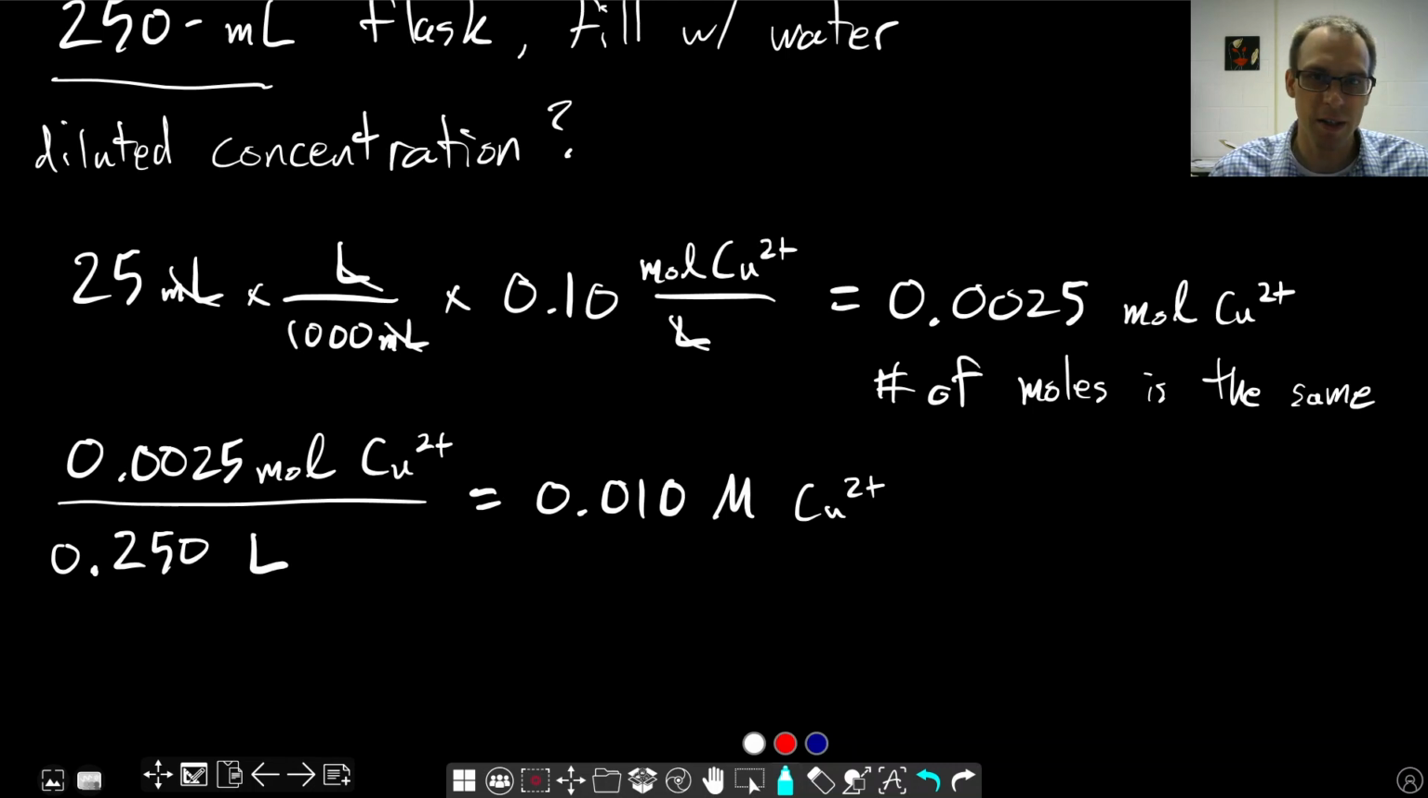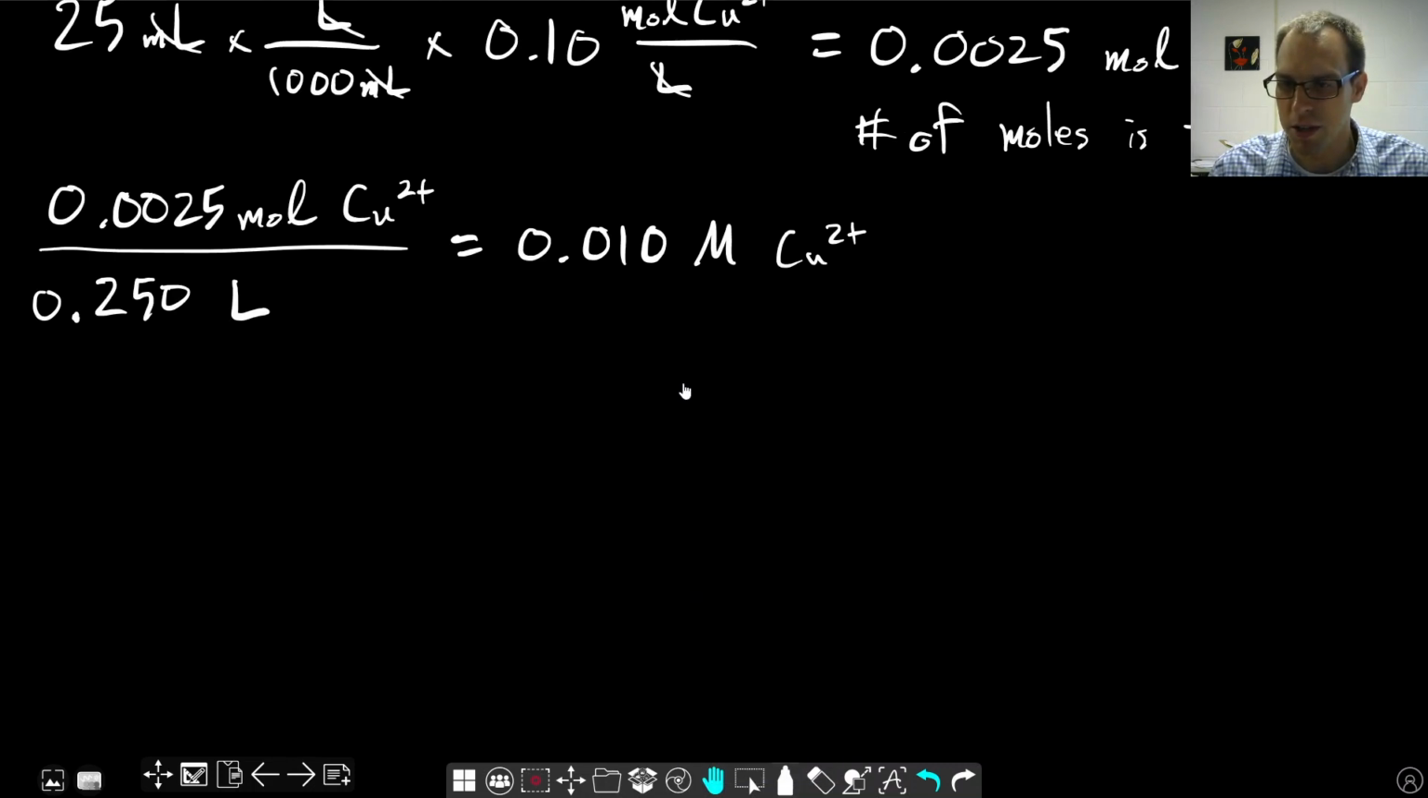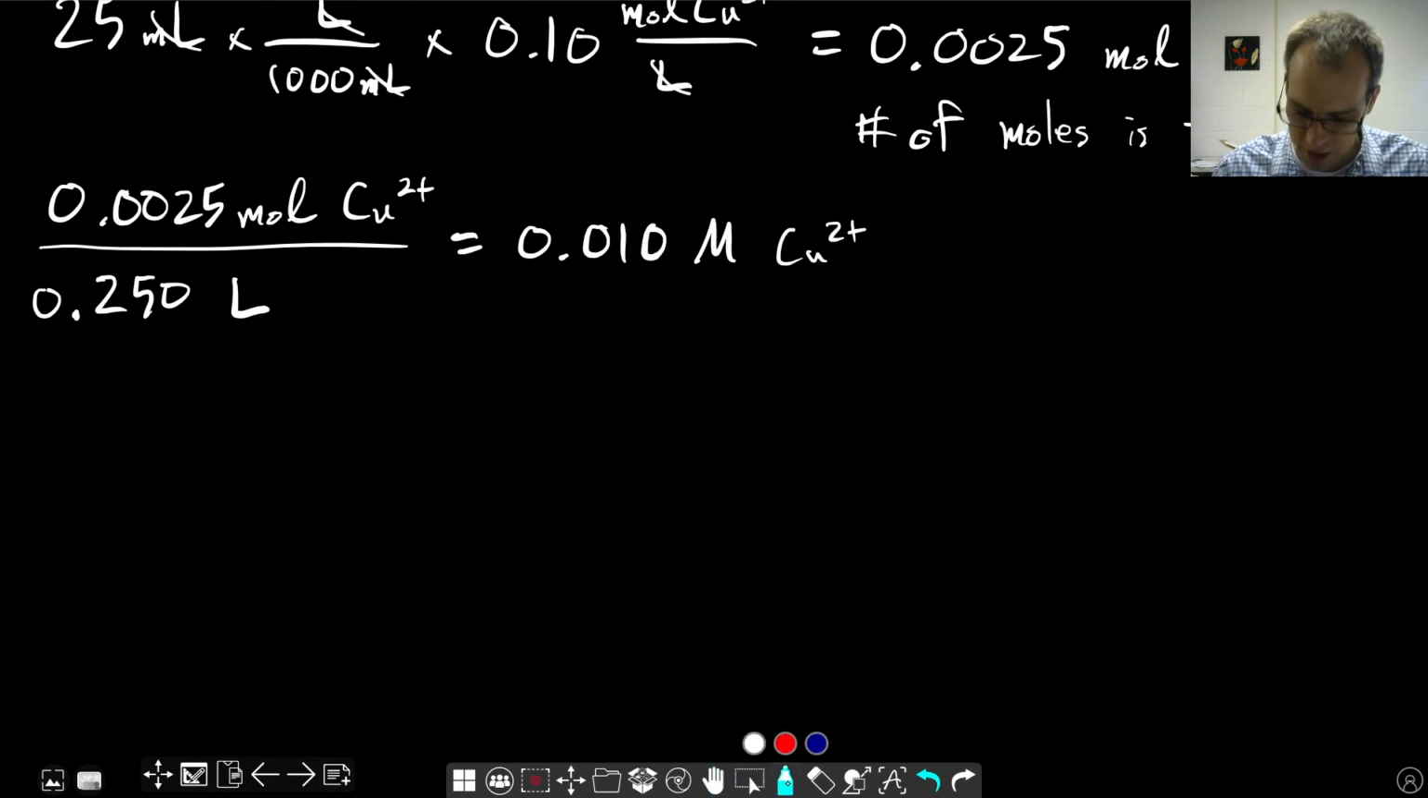And that's not a coincidence. I picked these numbers so that you would get exactly 10 times less concentration. So how does this work in general? How will we generalize this into an equation? Well, the basic idea is that your number of moles stays constant because you're just adding solvent in the process.